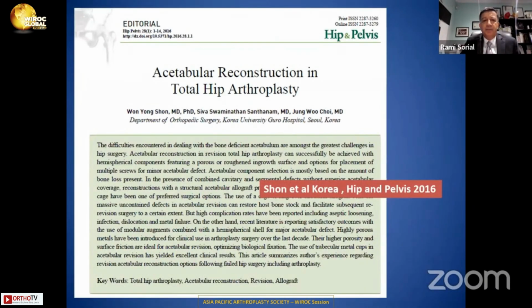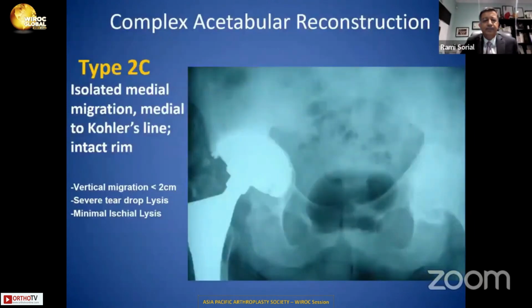If you want a good synopsis, this paper by Won Shon from Seoul, Korea on acetabular reconstruction in total hip arthroplasty is a good review of this topic, published in Hip and Pelvis in 2016.